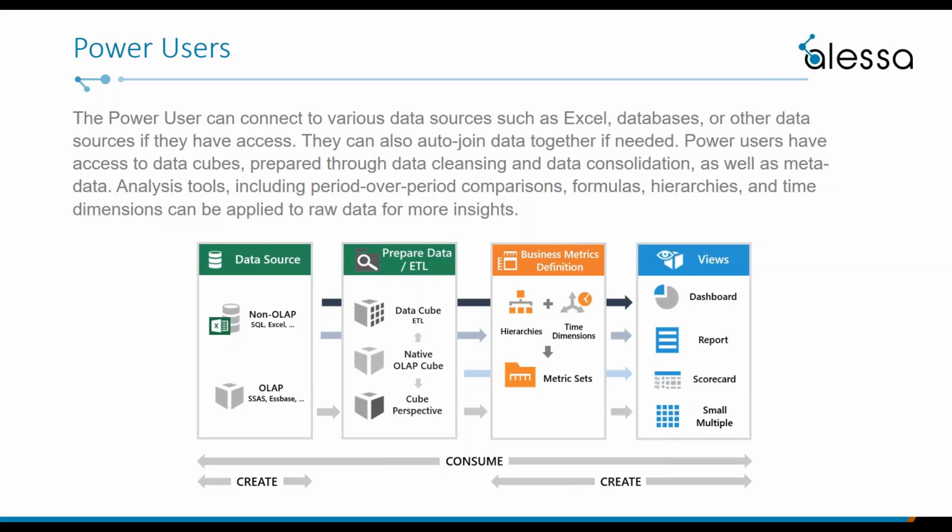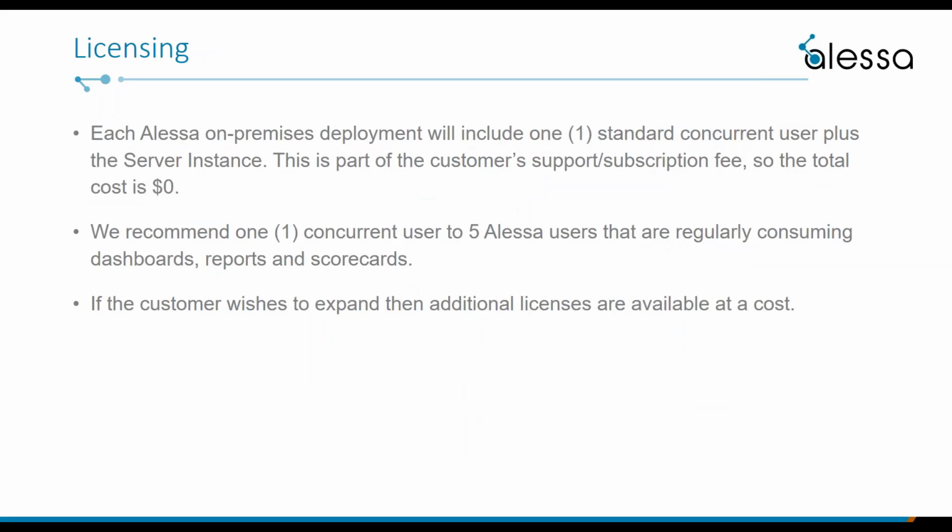For the licensing, every Alessa on-premises deployment will include one standard concurrent user plus a server instance. So if you're an existing K-Server Monitor or Alessa customer, you will get the benefit of having this new feature deployed within your existing installation. So we're not charging for that. That's just part of your support fee. We recommend one concurrent user for about 5 different users that are regularly consuming dashboards, which means you should be fine with one concurrent user if you're a relatively small deployment. If you're a deployment that has hundreds of users, then that's a different setup.